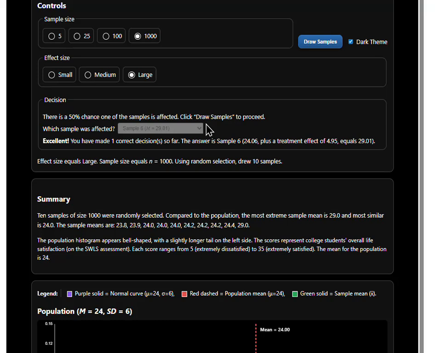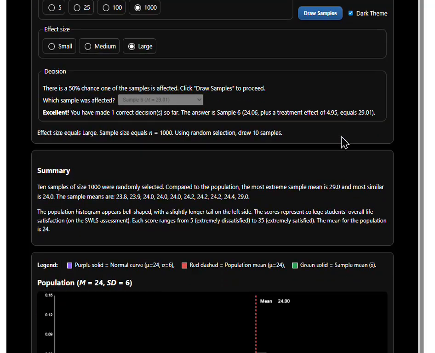When I was asked which sample is affected, it says, excellent. You've made one correct decision so far. The answer is sample 6. It had a score of 24.06, and it had been randomly selected by this simulation to have an additional treatment effect of 4.95 to equal 29.01.